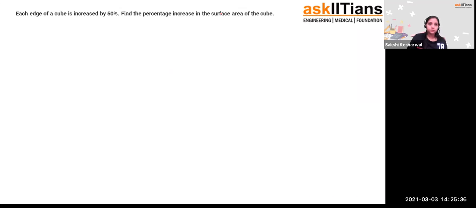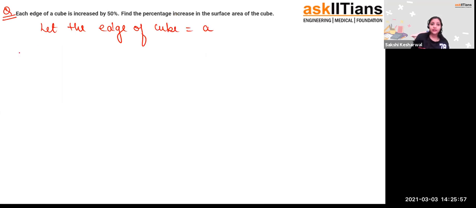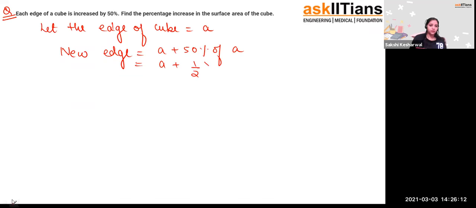So now we have one more question over here. It says that each edge of the cube is increased by 50%. What is the percentage increase in the surface area of the cube, right? So it says that let the edge of the cube be A. Right, it got increased by 50%. So the new edge will be how much, beta? The new edge is equals to what? A plus 50% of A, right or not? Right. So this is equals to what? A plus 1/2 A.